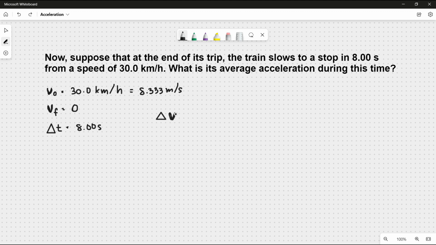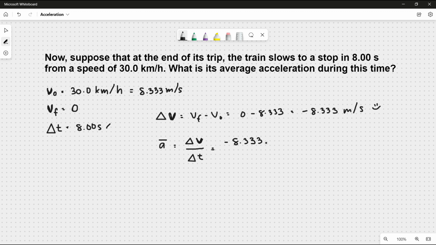Next, we have to calculate the change in velocity, where the minus sign means that the change in velocity points to the left. We know that change in time is 8 seconds, so all we have to do is insert the known values into the equation for average acceleration. The minus sign indicates that acceleration is to the left.